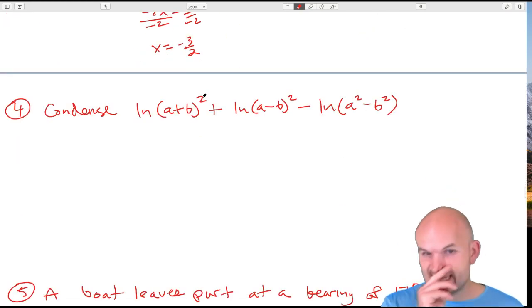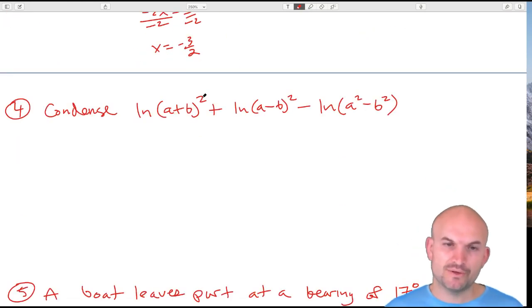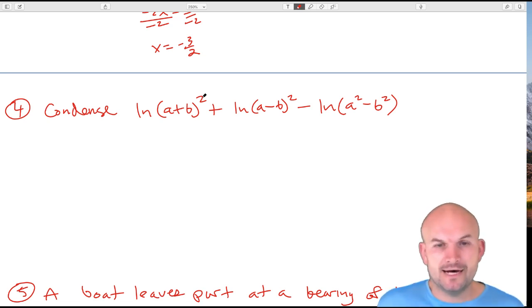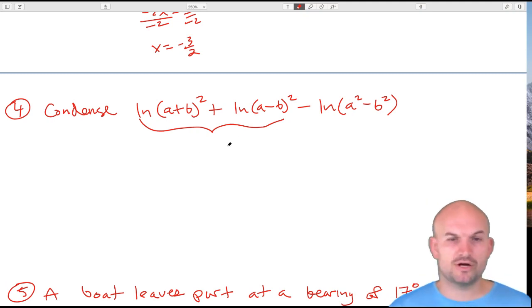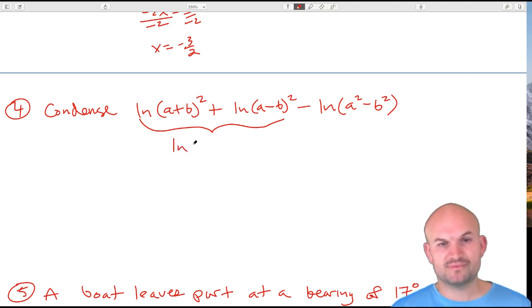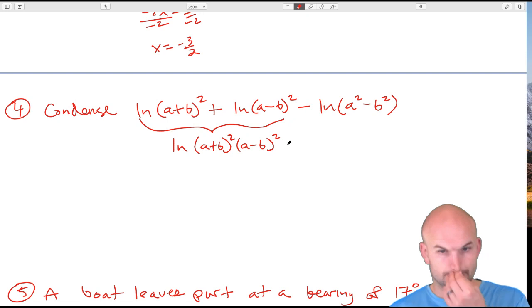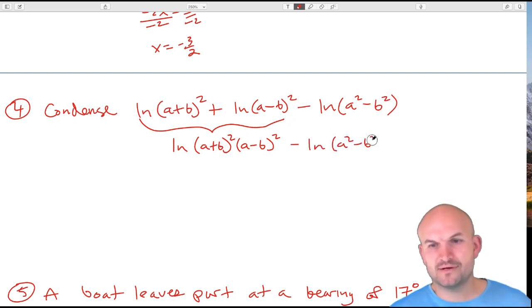The next one is condensing. Again, with condensing, what we're trying to do is write this as one single logarithm, so we're going to want to follow the rules of logarithms. Remember, typically you always want to work from left to right. In this case, I am going to condense these two logarithms. Condensing them via the rules of logarithms gives me ln of (a plus b) squared times (a minus b) squared, minus ln of a squared minus b squared.